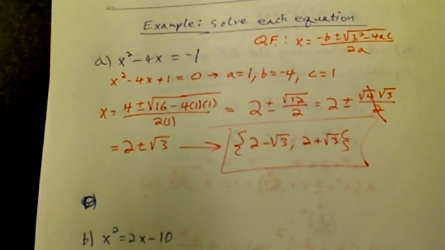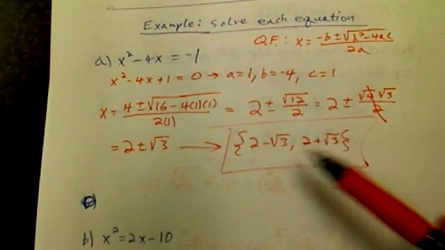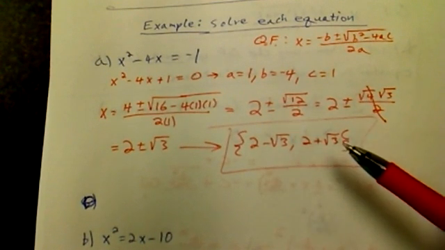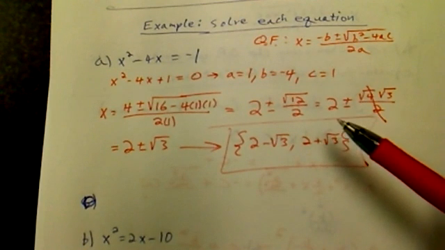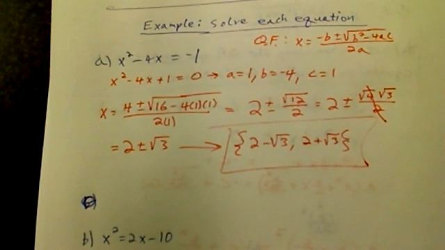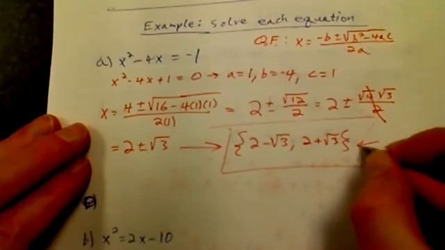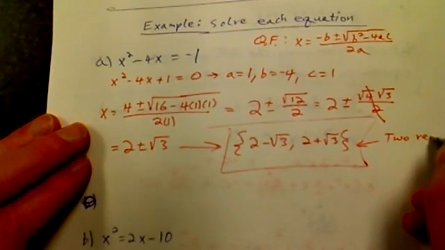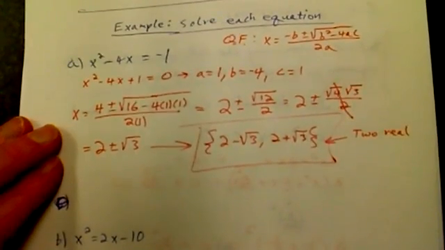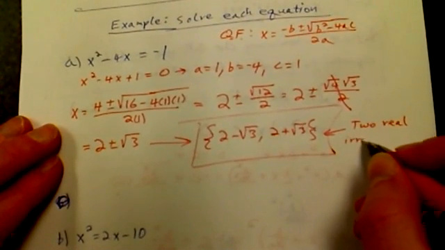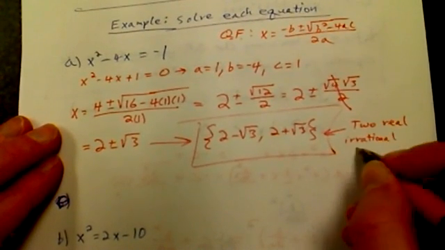So with this, I want you to notice that these solutions are irrational, meaning I can't write them as a single fraction because I got the square root of 3. That's some number that goes on forever after the decimal, 1.73 something. So keep that in mind. So this is two real irrational solutions.